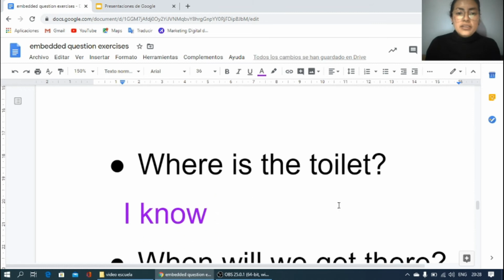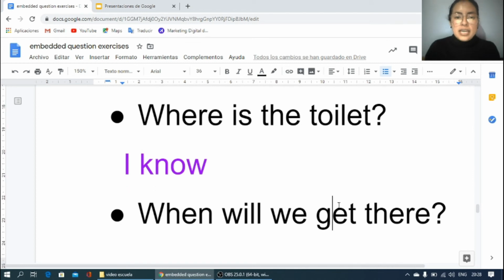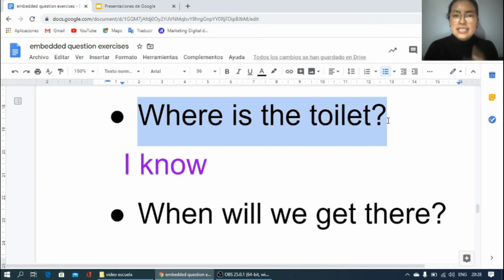Let's start now with introduction affirmatives and negatives. Okay. It's the same. Where is the toilet? "Where is the toilet" is a regular question, a normal question. Okay, now I want to change it into an indirect question or embedded question. How? First, I have to add an introduction. In this case, add. Okay, yeah. Then you have to write the same question, but like a sentence.